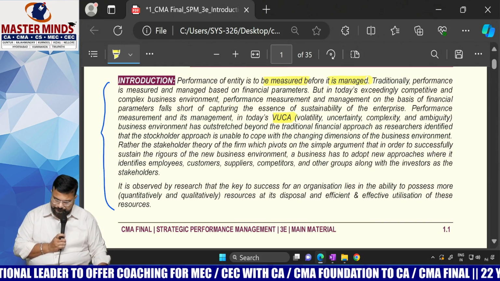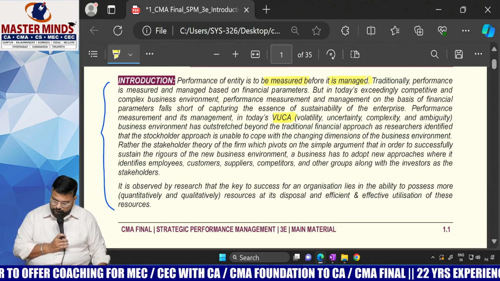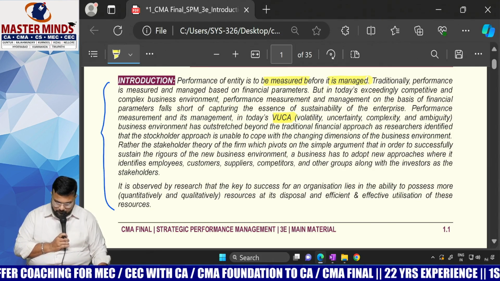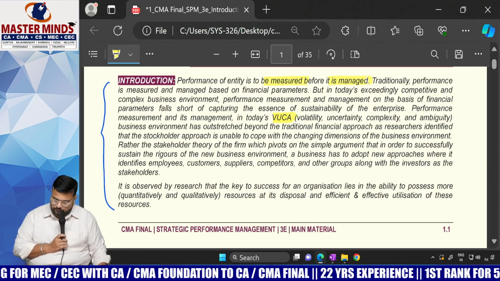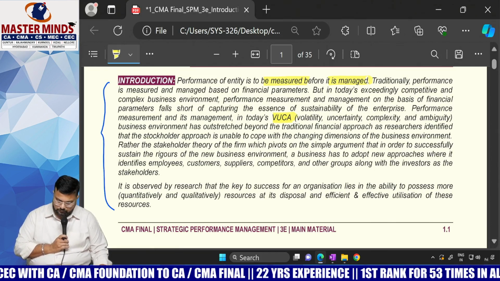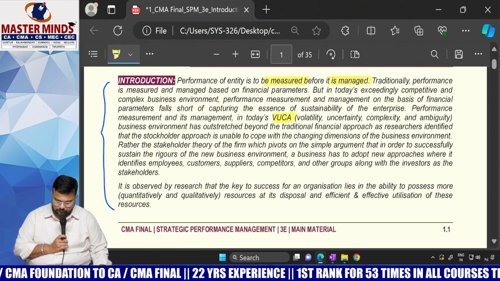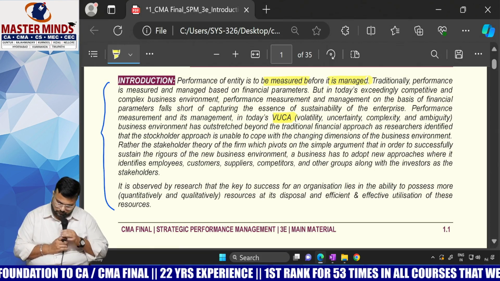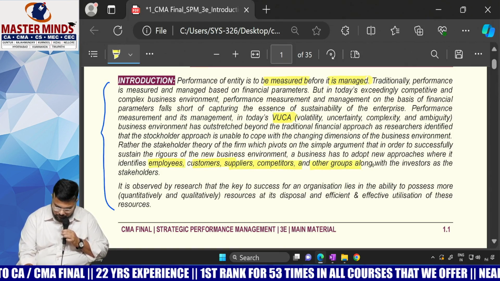Next, Nana. The stockholder approach is unable to cope with the changing dimensions of the business environment. Rather, the stakeholder theory of the firm pivots on the simple argument that in order to successfully sustain the rigors of the new business environment, a business has to adopt a new approach where it identifies employees, customers, suppliers, competitors, and other groups along with the investors as the stakeholders.